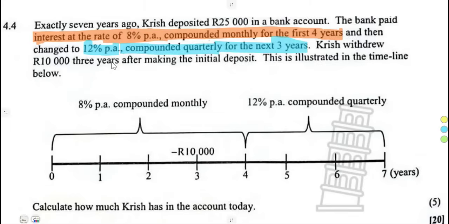Okay? But along the way, we are told that Krish withdrew 10,000 here, 3 years after making the initial deposit.